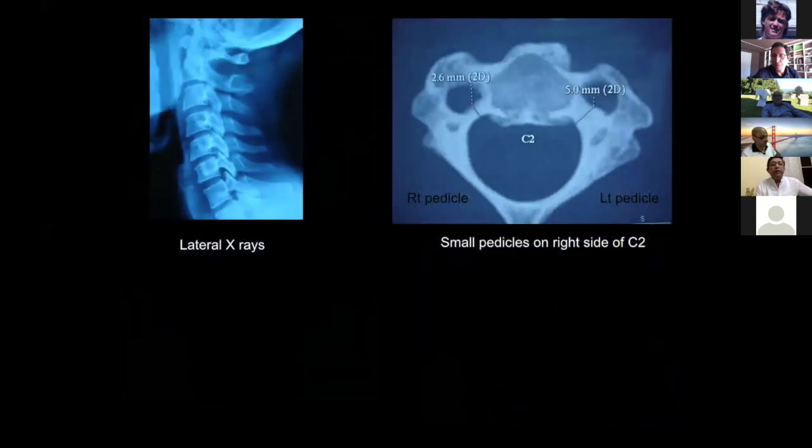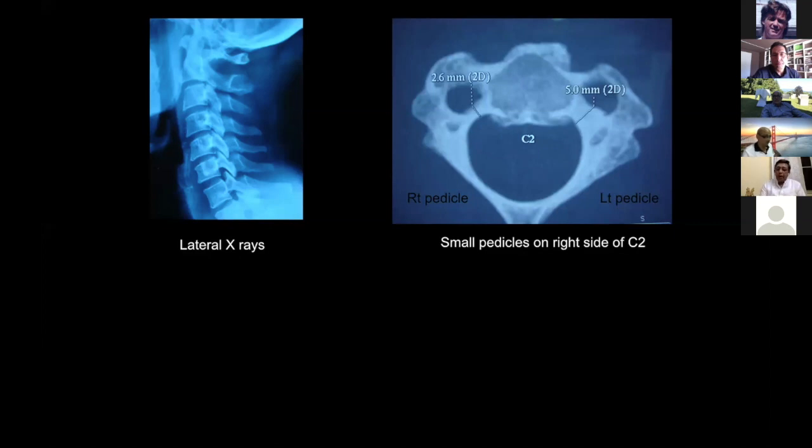Now, we have taken the other cuts. You can see in the lateral X-ray there is no dislocation, and C1, C2 looks good. But when you see the cut sections of the pedicles, the C2 pedicle on the right side is very small, 2.6 millimeter. On the left side, the pedicle is very good, quite 5 millimeter thick.